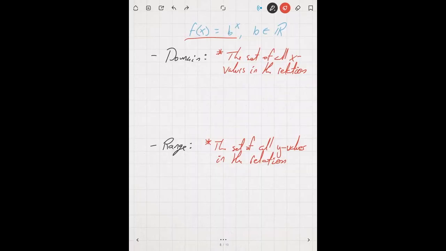When we look at this parent function and we ask ourselves, what values can we plug in for x? Well, you should say to yourself, you can plug in whatever you want. You can take any of these positive numbers to any power you want. X could be negative, it could be positive. You know how to take negative exponents. You just move the number to the other side of the fraction line.